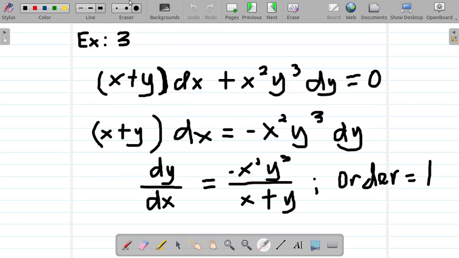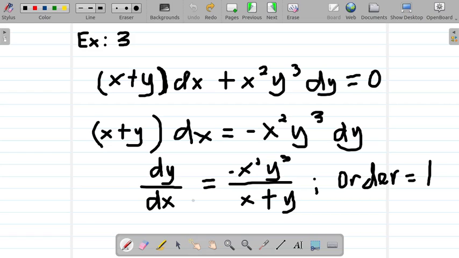So, other example, example number 3, x plus y dx plus x squared y cubed dy is equals to 0. So, we need to find the highest order of derivatives. So, para makita nato is, kailangan nato i-equate into dy over dx. So, transpose ay, divide nato ang equation into x plus y, para makuha na tong dy over dx.